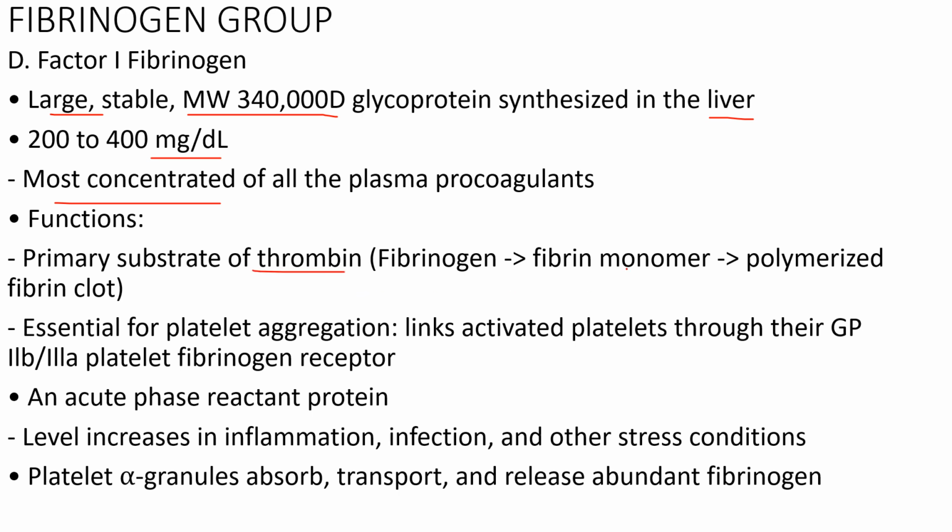It converts fibrinogen to fibrin monomer, then into a polymerized fibrin clot. It is essential for platelet aggregation. It links activated platelets through their glycoprotein 2B3A platelet fibrinogen receptor. It is an acute phase reactant protein. Levels increase in inflammation, infection, and other stress conditions. Platelet alpha granules absorb, transport, and release abundant fibrinogen.